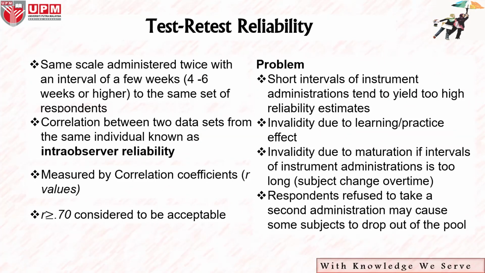Okay. And then correlation between 2 data sets from the same individual is known as intra-observer reliability. Because we use similar respondent, so that's why intra-observer. Okay, we check for the reliability or the consistency of the answer given by the respondents from 2 different time frames. Then we measure by correlation coefficient. We use R values. Okay, and then we just run the correlation as usual. We get the construct, we get the average, with the mean, and then we run the correlation analysis. Okay, so for the R, the correlation coefficient value larger than 0.7 is considered to be acceptable.